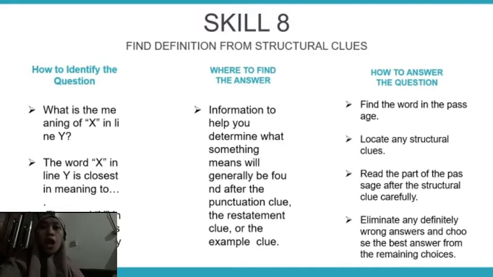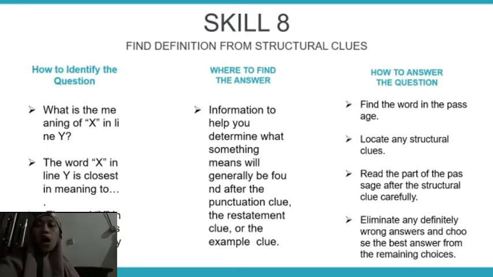Step 3. We will study where to find the answer. Information to help you determine what something means will usually be found after the function clue, the restatement clue, or the example clue.